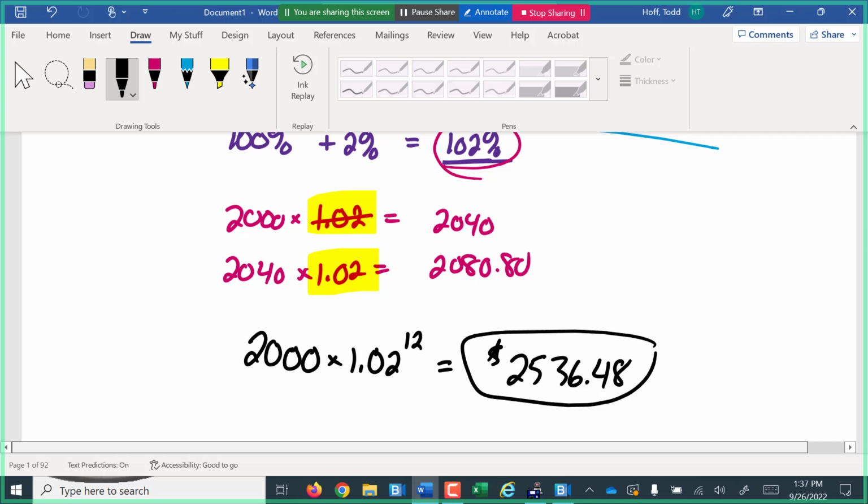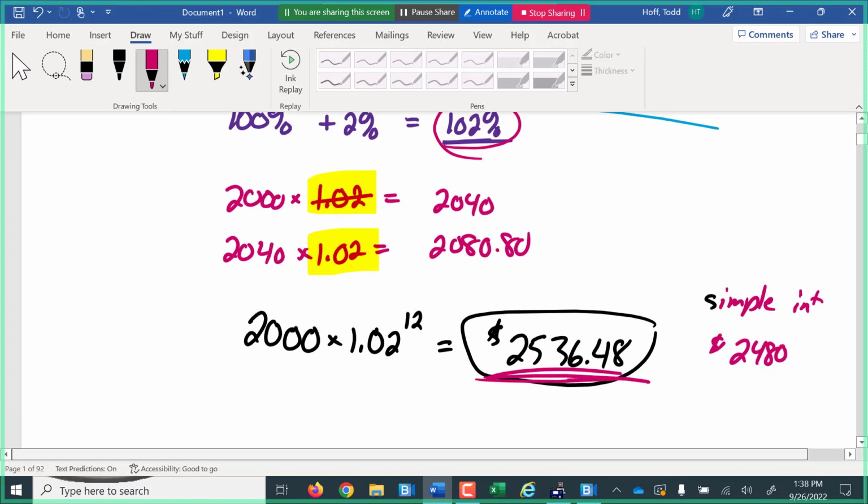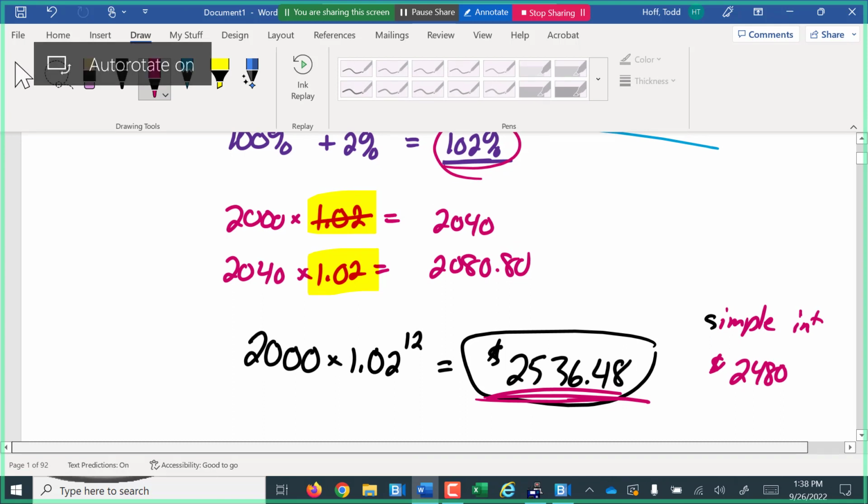Now you compare that to what we had for simple interest, which was the $2,480. So over here we had almost $60 more from the compound interest. Well, that doesn't seem like a big deal until we look at the bigger picture. So you guys are in high school, so I'm guessing the oldest one in the group's probably around 18. Well, let's take a peek at getting out of high school. You're the oldest one?